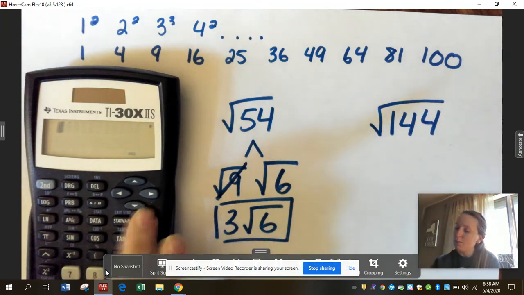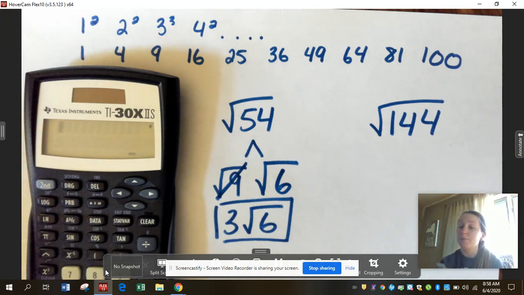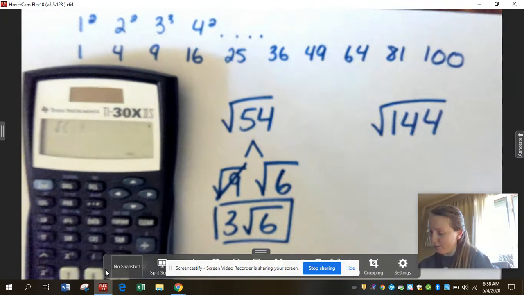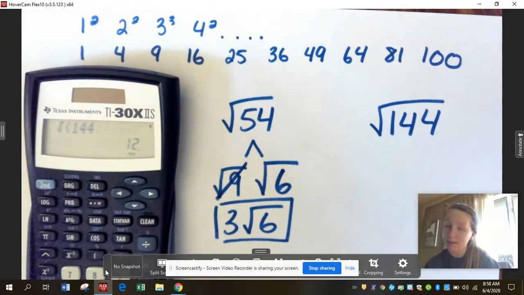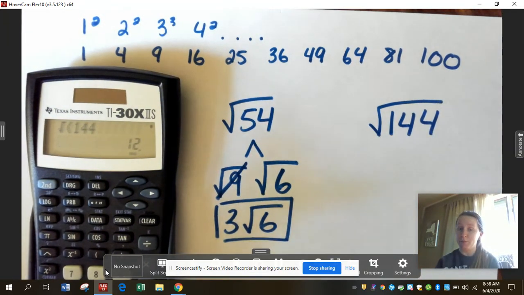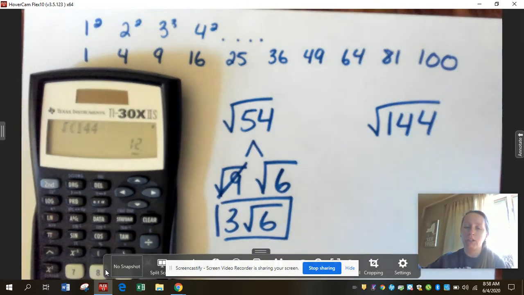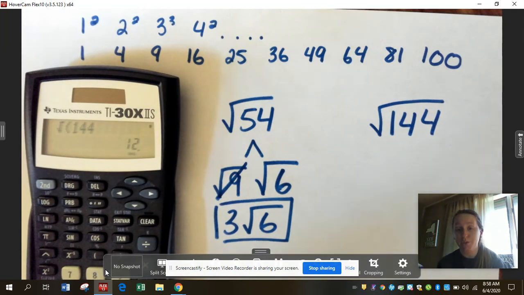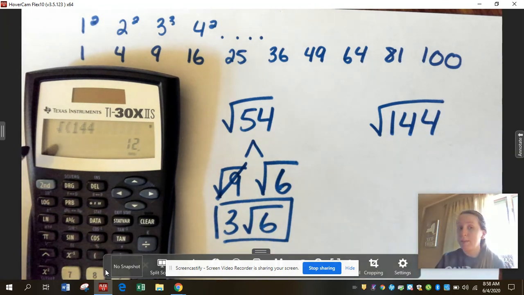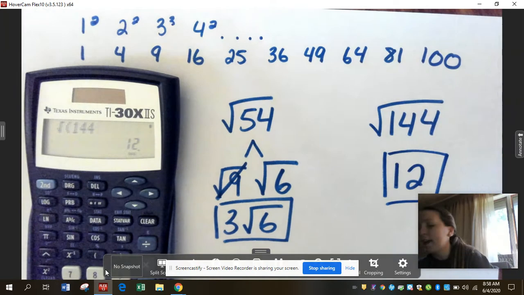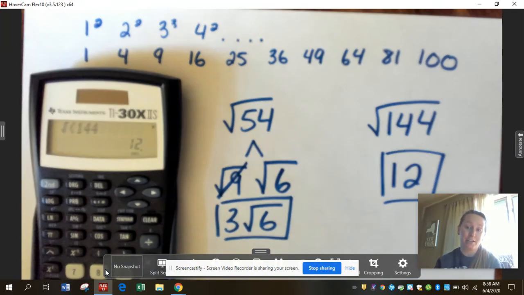Okay. Last one, square root of 144. First thing I want to do is make sure it doesn't get me a pretty number, and I'm already all set. Now when I type that in, I get a pretty number of 12. For the last two, I got these decimals. They were ugly. If you get decimals, that's how you know you need to simplify. When you type in the square root of 144, you get 12, and if you get a nice number like that, you just have to write that down, and that's your answer.